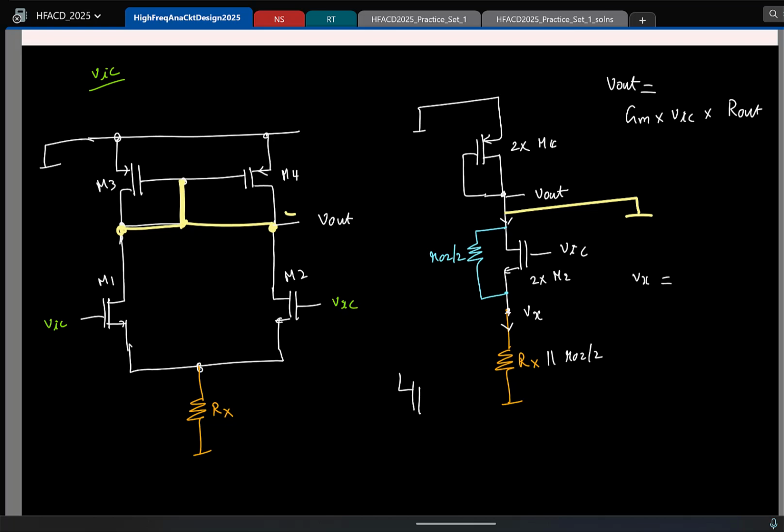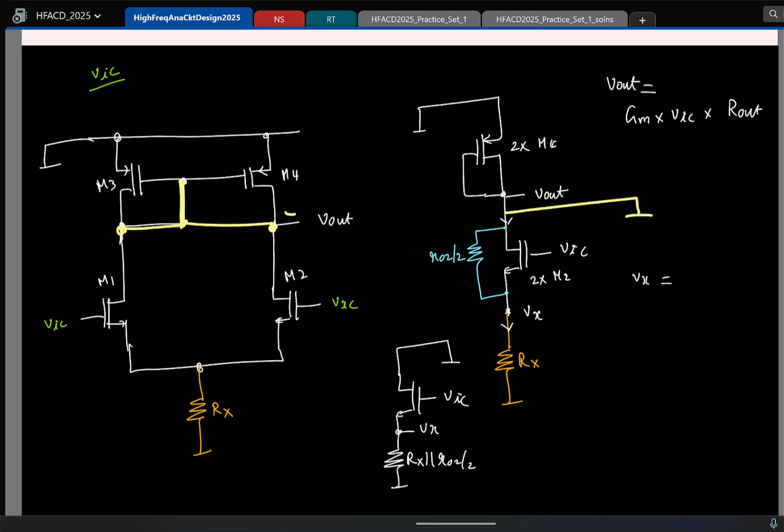If I were to redraw this, maybe I'll redraw this so that there is no confusion. So what I have is this. I have Rx parallel with R02 by 2, and this is short circuit, this is VIC, and this is Vx. I have redrawn the circuit for our short circuit GM calculation.